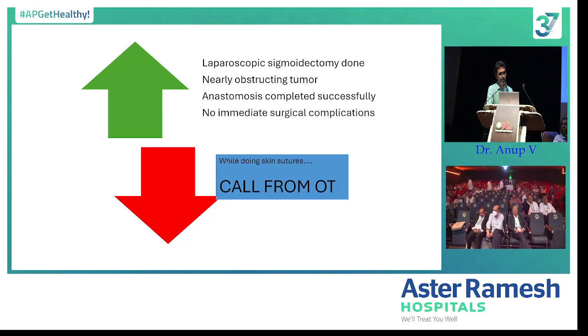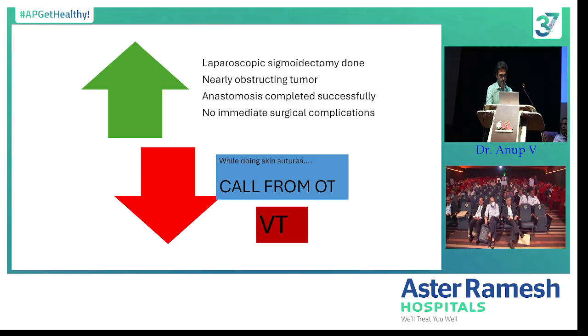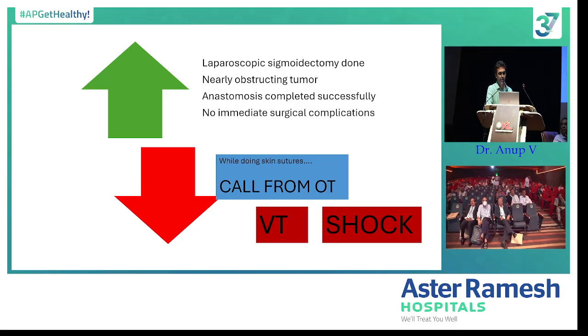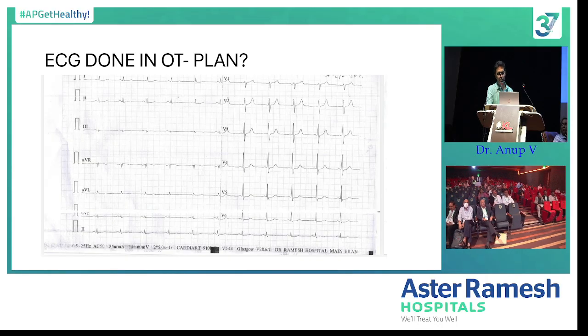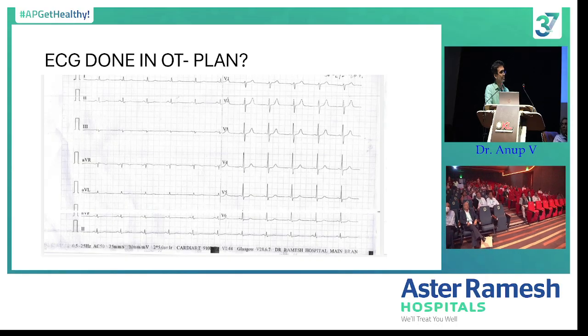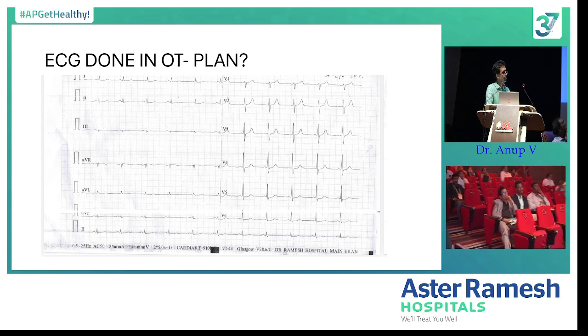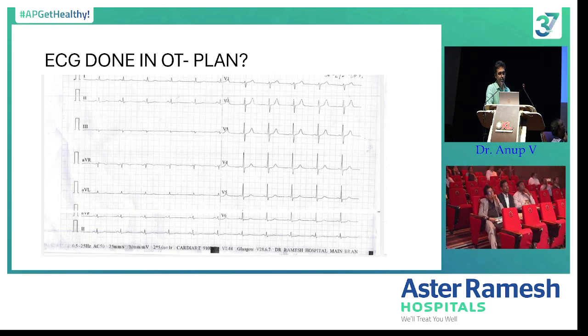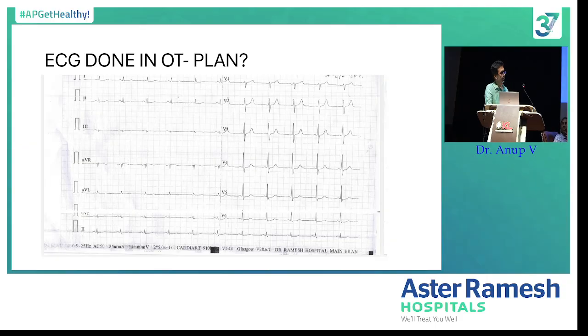While the surgeon was doing the skin sutures, there was a call from the OT that it's VT, and our anesthetist delivered the shock immediately. After delivering the shock, we did an ECG. This was the ECG, on the surgical table, of the patient. And the echo done was fairly normal. The patient had 1 episode of unstable VT, shocked.